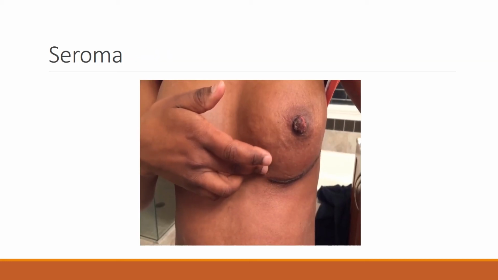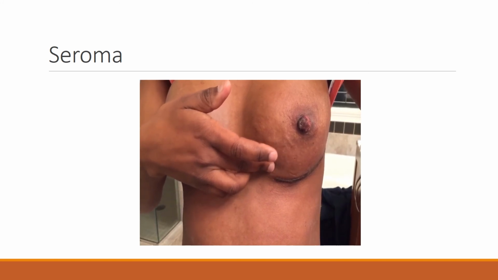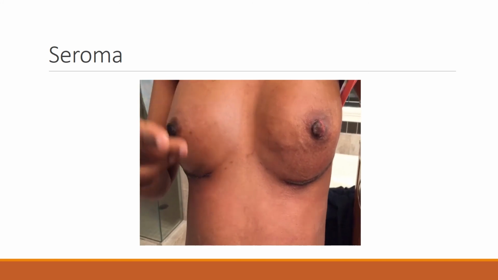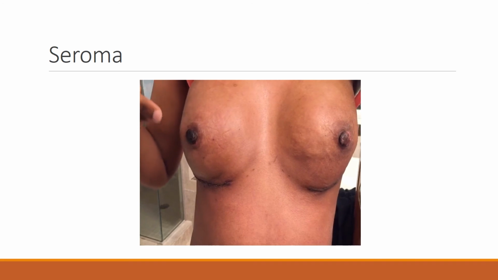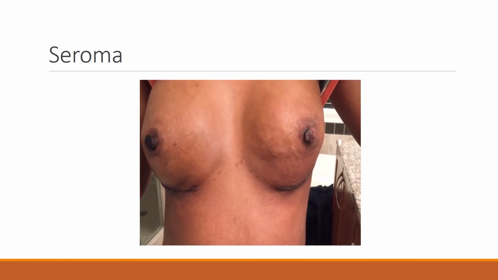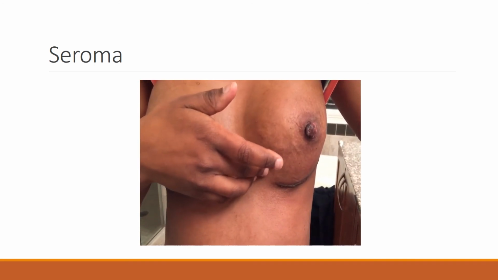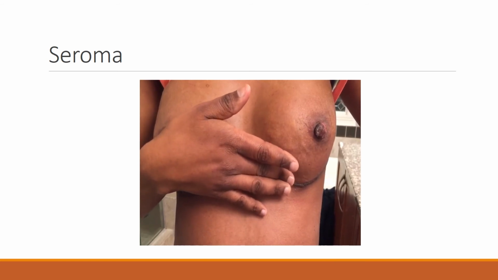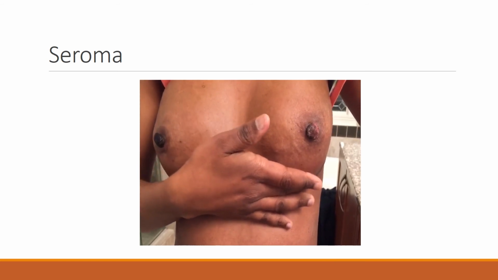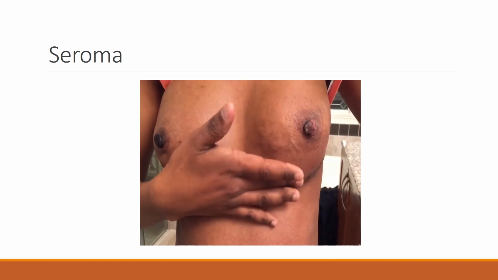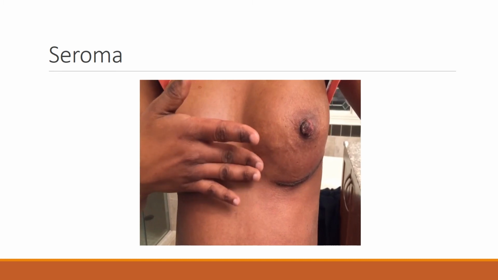Another potential complication is seroma. After the patient has the mastectomy and the implants are placed, drains are placed to drain fluid that may collect into the pocket. If those drains are removed too early or are not doing their job, you can collect fluid into the pocket. This can either be drained with a needle through the skin, or the patient can be wrapped to encourage the body to reabsorb the fluid.